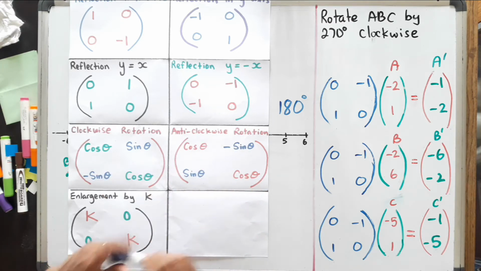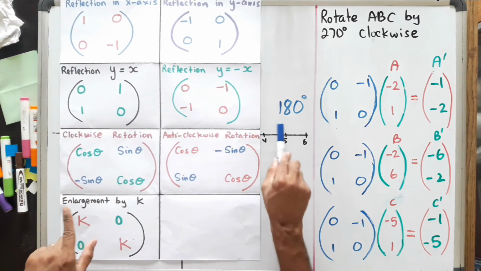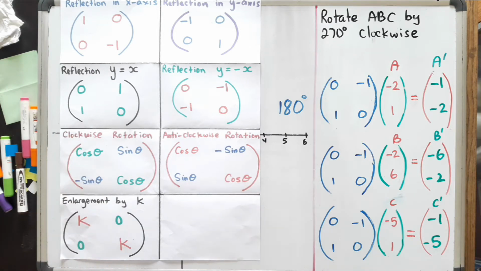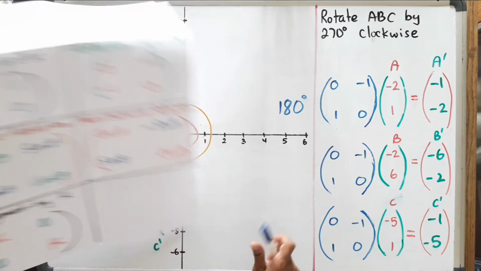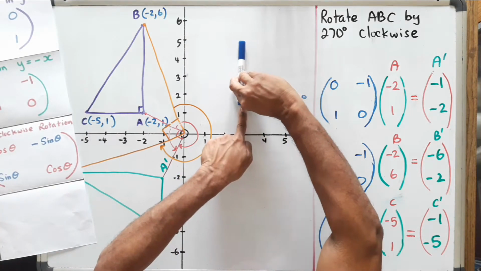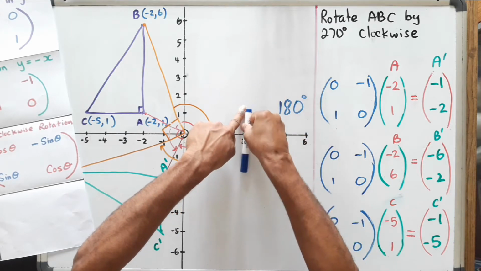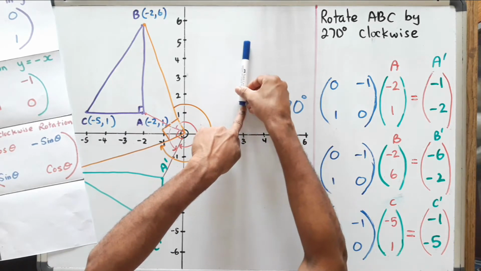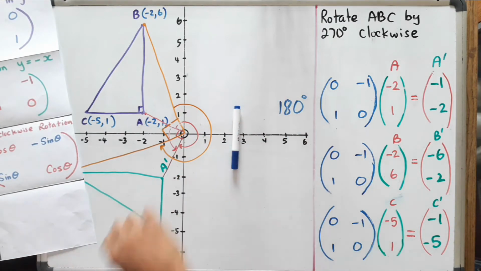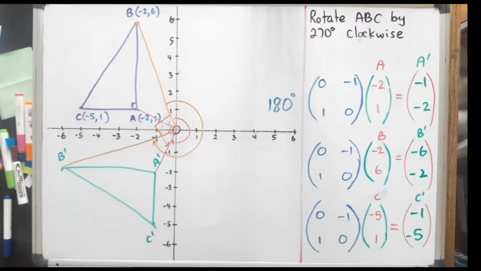Because let me prove this to you, that when it's 180 degrees, it doesn't matter if you pick the clockwise or the anti-clockwise formula. You will get the same answer. Let me prove this to you. This marker, if I ask you to rotate 180 degrees clockwise, you will end up here. If I ask you to rotate 180 degrees anti-clockwise, you will end up here. It doesn't matter. Right, so moral of the story, when it's 180 degrees, do not expect the examiner to tell you whether it's clockwise or anti-clockwise.